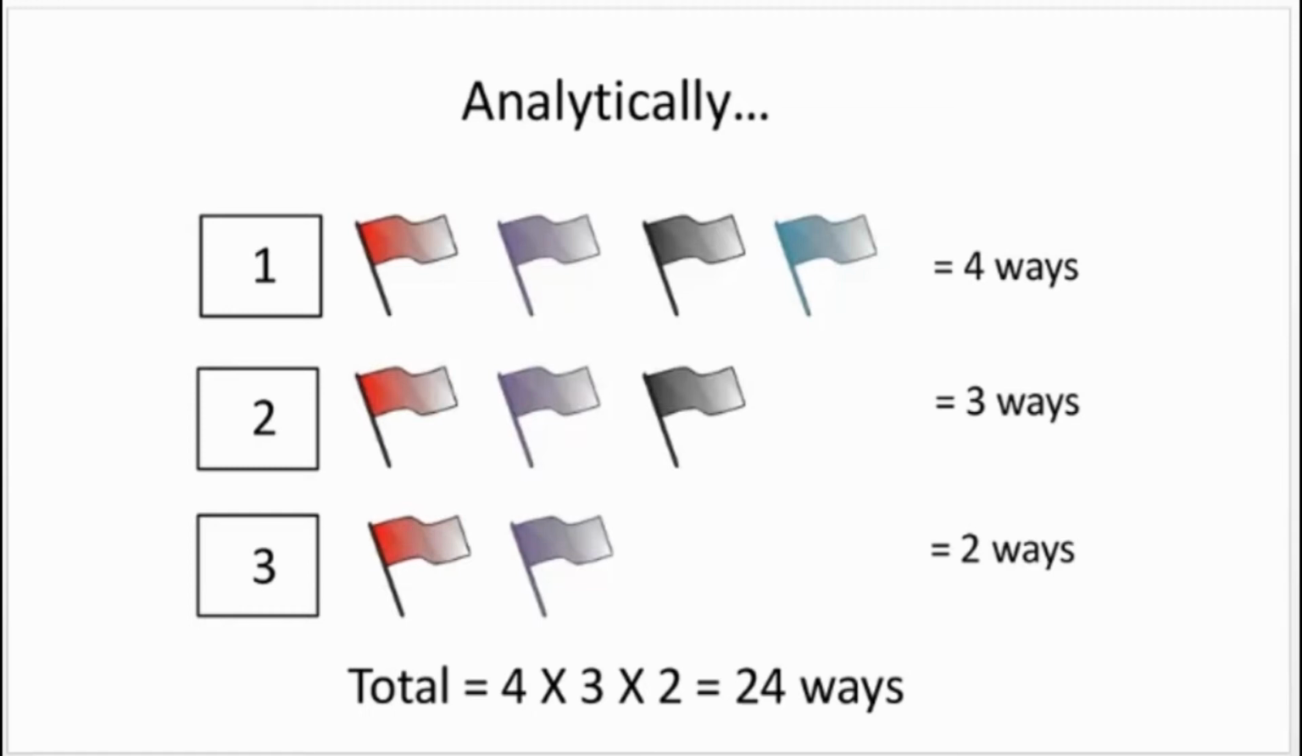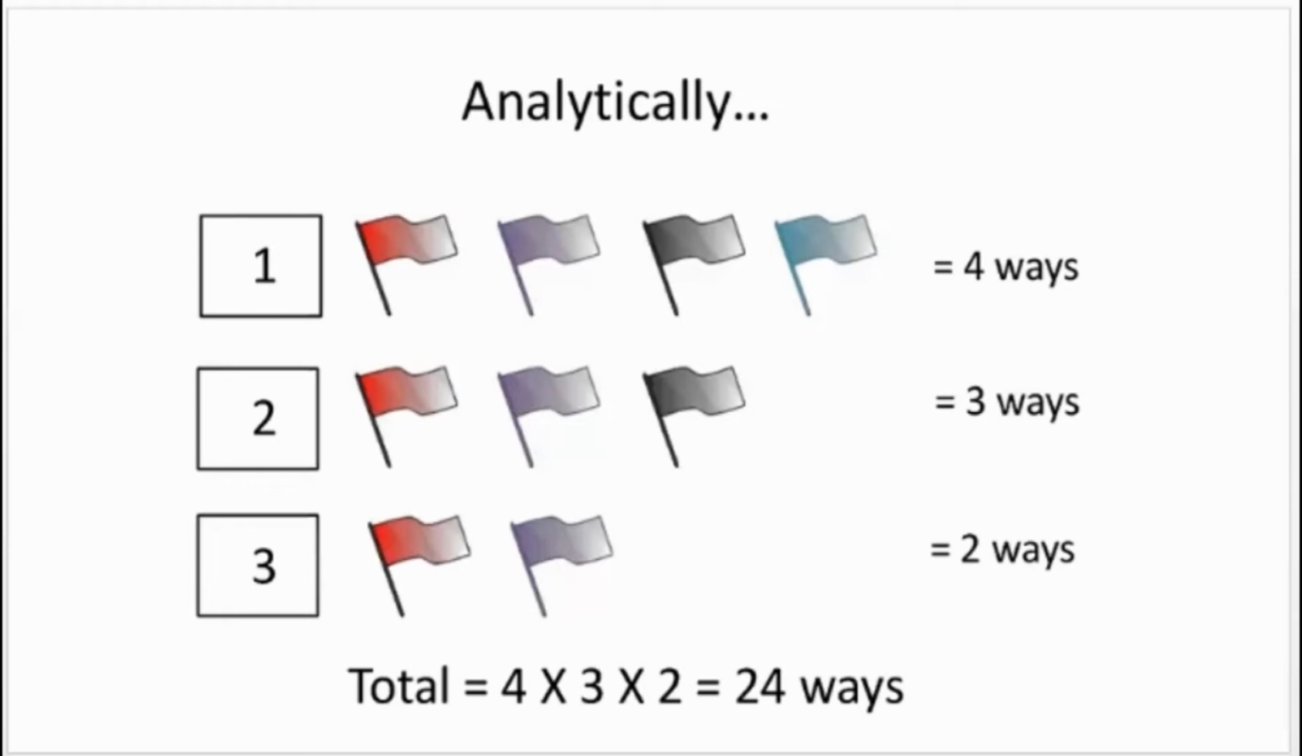So the first box we can fill 4 different ways. For each and every selection of the first box, I can fill the second box 3 different ways. For each and every first and second box selection, I can fill the third box 2 different ways. So how many different ways are possible? Then we multiply. Why are we not adding these? For each and every selection of the first one, we have 3 different second ones. So we multiply: 4 into 3 into 2, 24 ways.